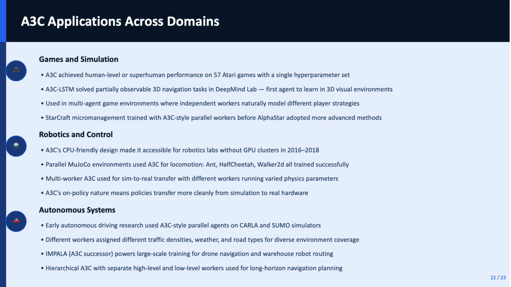A3C's first major demonstration was on the Atari benchmark, where it matched or surpassed DQN's performance across all 57 games using only a CPU and a fraction of the training time, establishing immediately that the parallel worker approach was viable at scale.